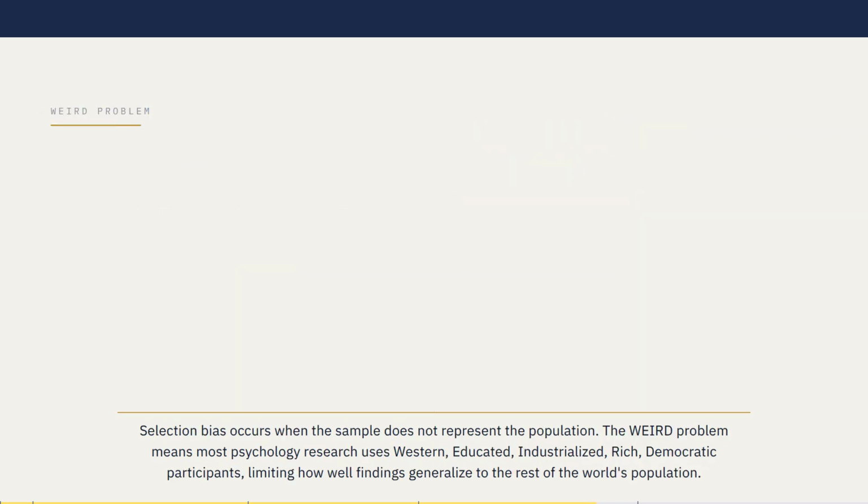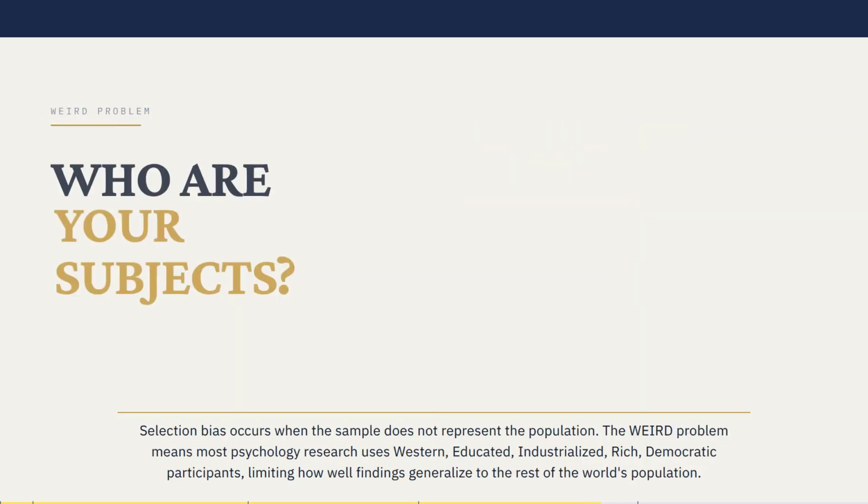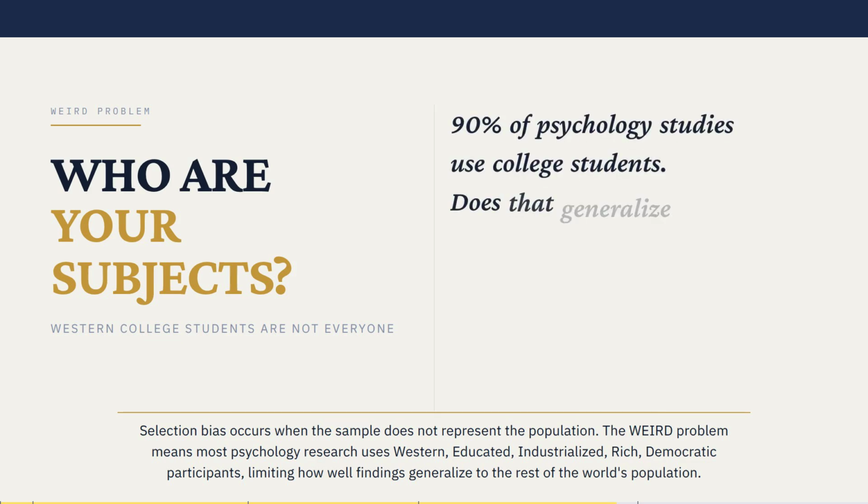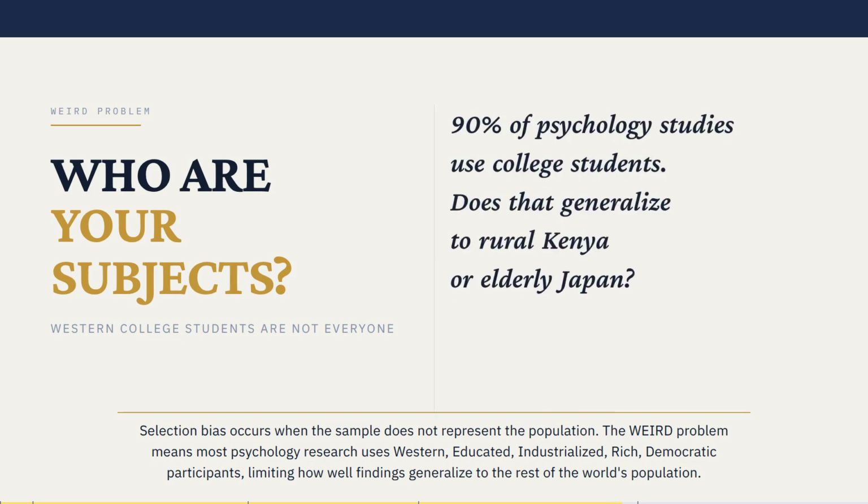Selection bias occurs when the sample does not represent the population. The WEIRD problem means most psychology research uses Western, educated, industrialized, rich, democratic participants, limiting how well findings generalize to the rest of the world's population.